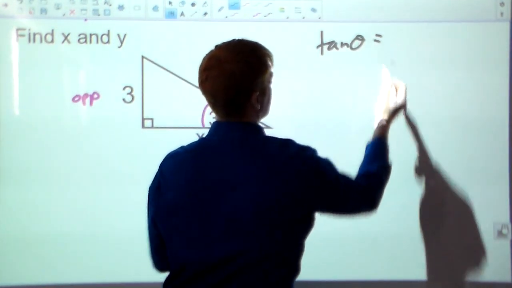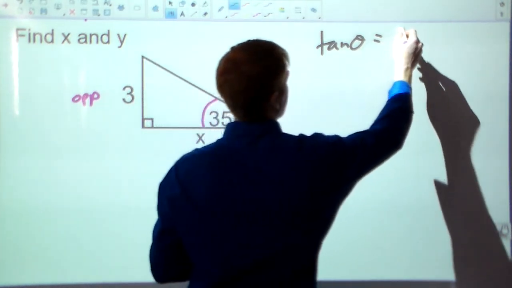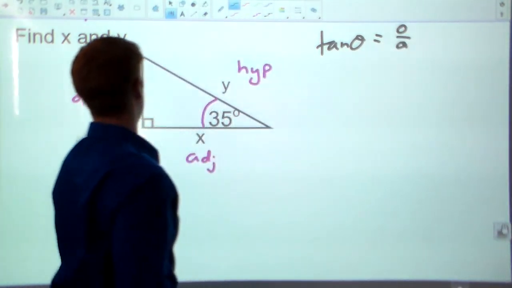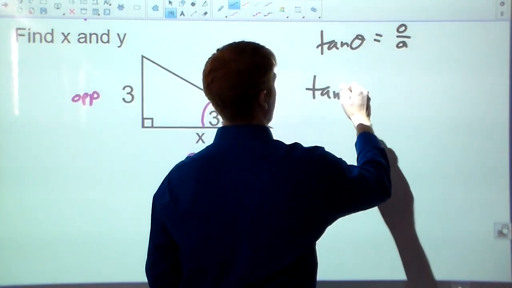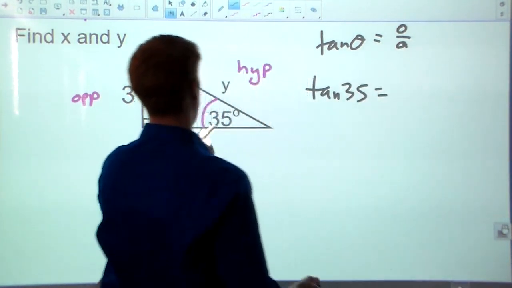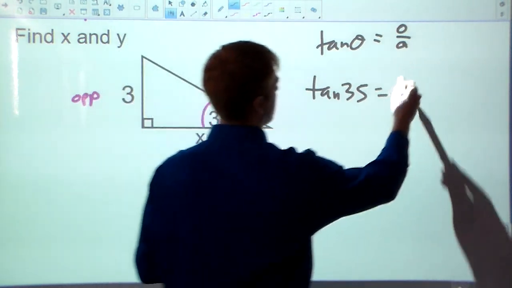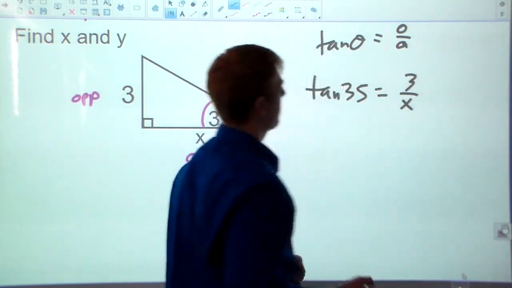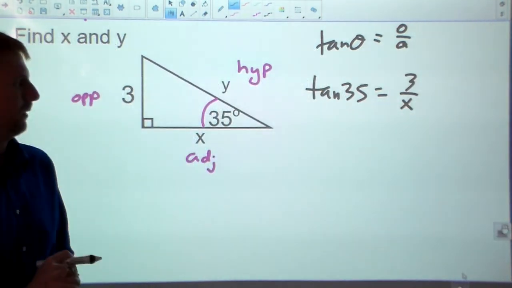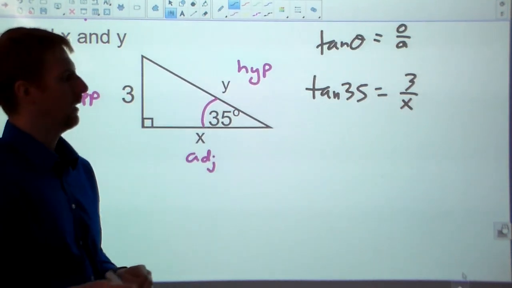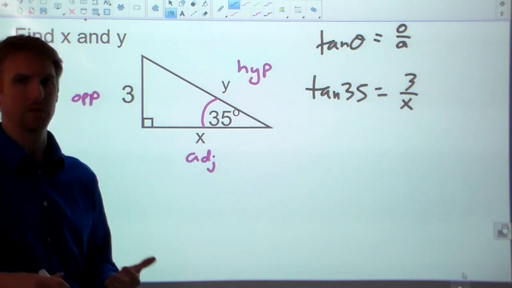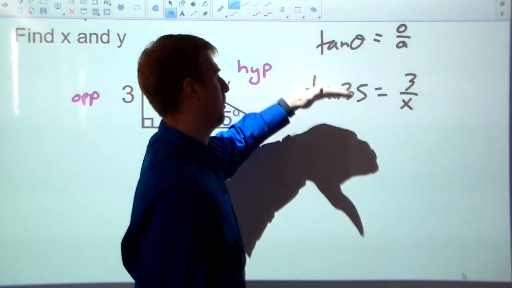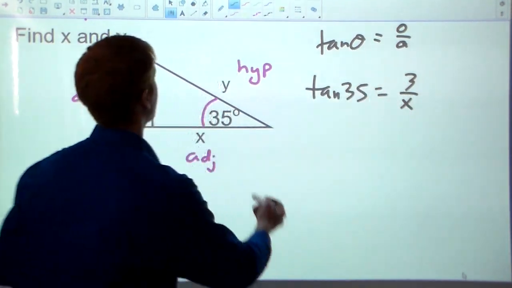Tangent of an angle, it's always of an angle, is opposite over adjacent. Those are the two sides I've got. That's what I've got to go with here. So tangent of 35 is 3 over x. And I'm doing something a little bit challenging here. I'm putting x in the denominator. So a lot of students set proportions to solve these, and that's fine. You can always put anything you want over 1, cross multiply.